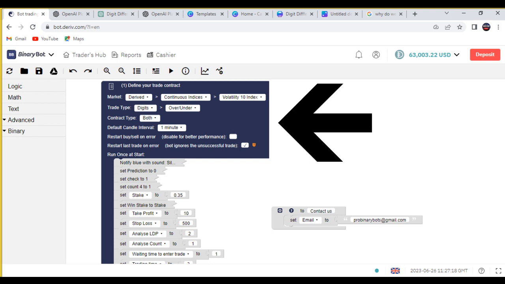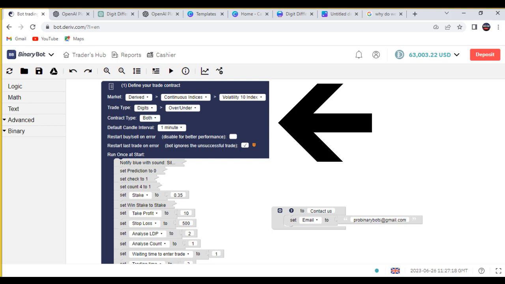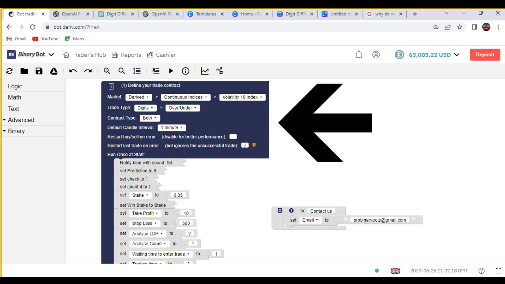The Digit Hunter bot aims to automate the process of identifying opportunities where a specific digit appears in a sequence of market-generated numbers. By utilizing the over/under trade type, you can specify whether you expect the digit to be higher or lower than your prediction. Consequently, the bot executes trades accordingly. Hence, the contract type for this bot is both.